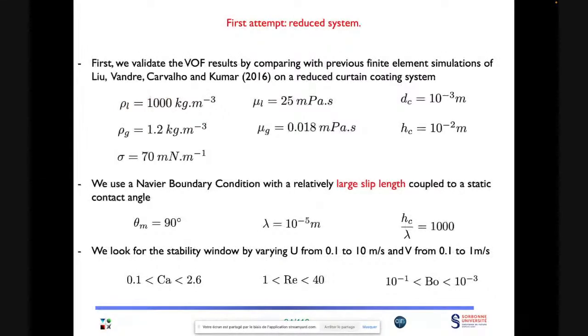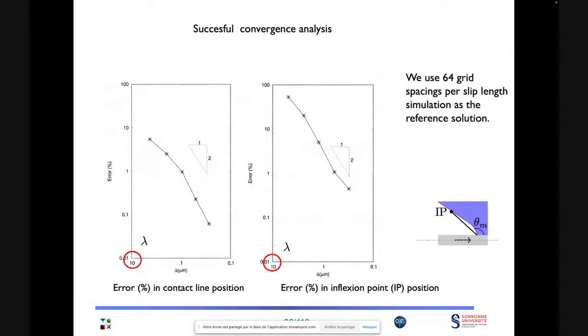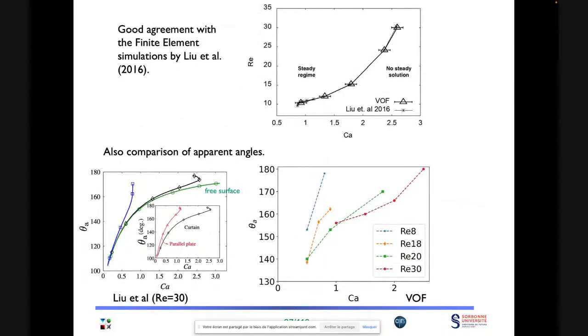And we do the same system as Liu, Vandre, and Carvalho. It's a reduced system where the height is not 3 centimeters but 1 centimeter. And so here's a view of our simulation. You see how we can refine here the contact line. We have 3 zoom levels, and finally we get these very small grid sizes here. We use the slip length, and in that case, we get a convergence of the interface position and inflection point position at second order. We have this little triangle that shows us the error, and it goes to 0 like second order.